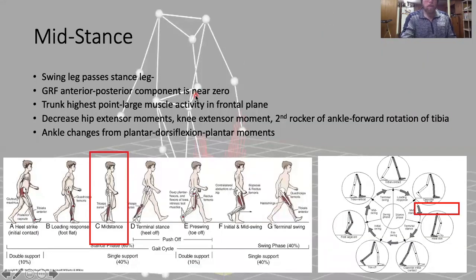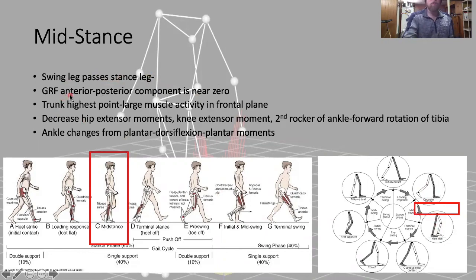So now we've entered that mid-stance phase, and the swing leg, which in this instance is the left leg, right? We are in stance phase with the right leg. So the swing leg has passed the stance leg, right? And we can see that we passed opposite toe off here, and we are getting ready for the heel raise component of our right leg.